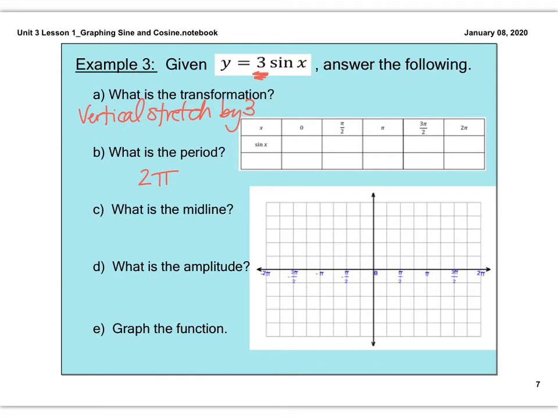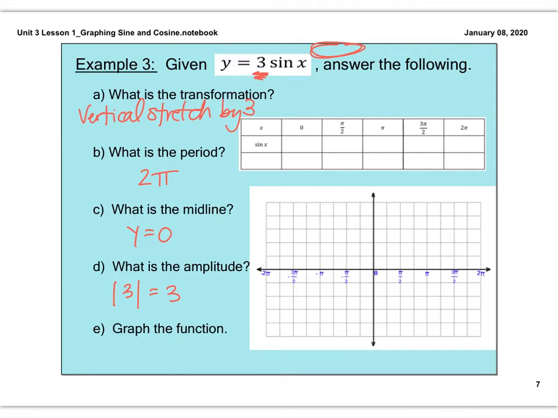The midline, you can see there's no d floating back here anywhere. There's no extra value floating back there. So the midline is going to continue to be at y equals 0. The amplitude, however, is going to be the absolute value of 3, which is 3. And now we're going to try to graph this function.